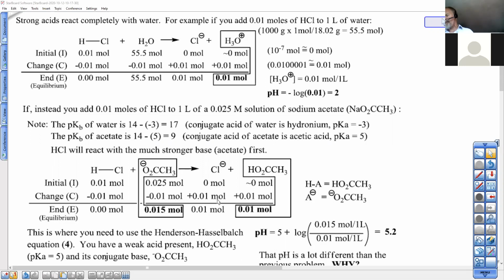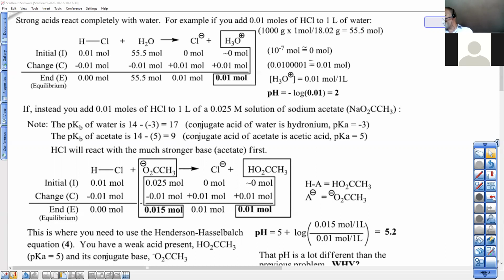I don't care. Cl minus is superfluous in this problem. It has no meaning whatsoever. You generated acetic acid. Now I know I have a buffer. Do you know why? I have a mixture of acetic acid, pKa 5, and its conjugate base, pKb 9. Both are weak. Weak acid over here, weak base here. The buffer, I know right away, will have a pH close to 5. How did I know that? It's going to be close to 5.